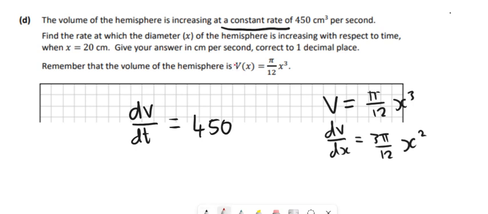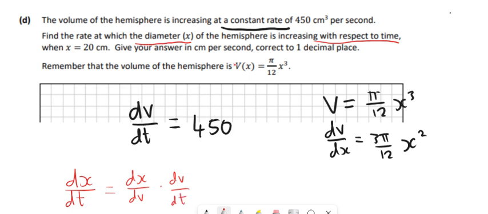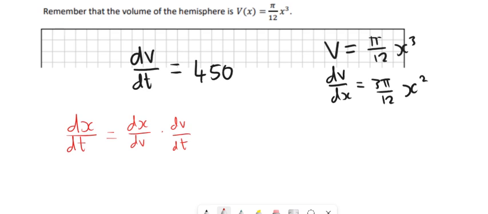What I'm trying to find here is the rate at which the diameter, which is x, is increasing. So I'm trying to find dx with respect to time, so it's dx/dt. That's what I'm looking for. With the chain rule, that would be dx/dV multiplied by dV/dt. I know what dV/dt is, it's 450, so 450 would be there.